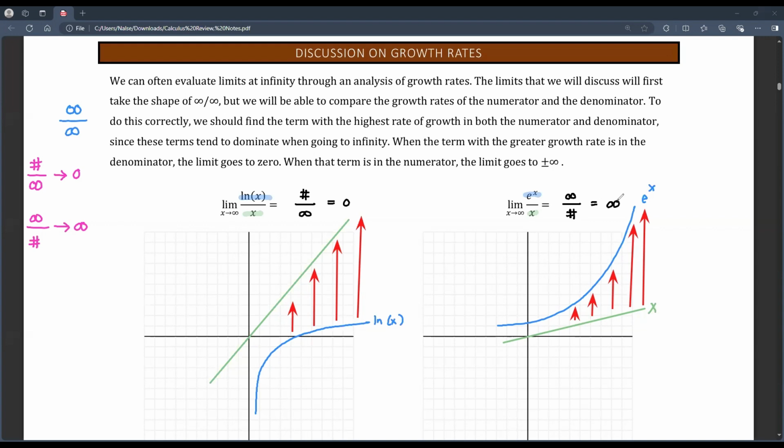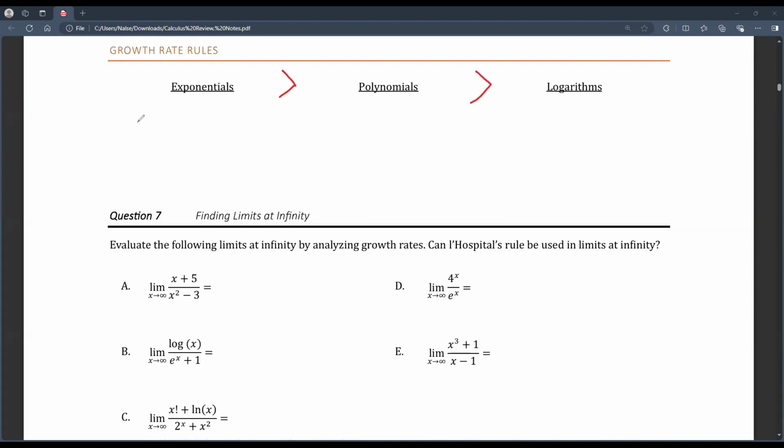Let's summarize some important rules when it comes to growth rates. In general, exponentials grow faster than polynomials, which grow faster than logarithms. For exponentials, a larger base indicates a faster growth rate. For polynomials, and even radicals, a larger exponent indicates a faster growth rate. Lastly, note that factorials grow faster than exponentials.